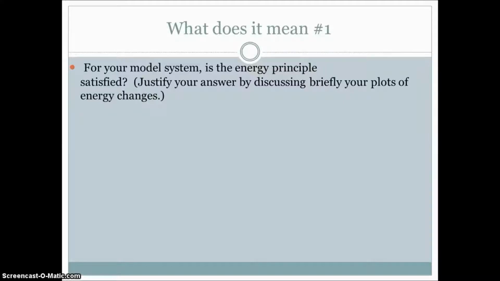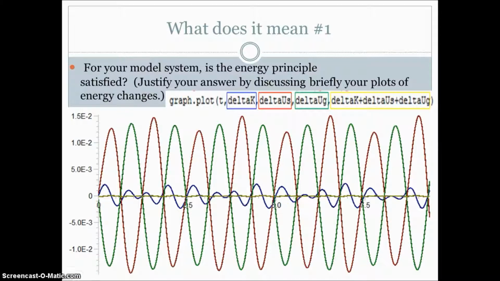What does it mean, number 1? For this model system, is the energy principle satisfied? Based on this plot, total change in energy is not exactly zero, which would lead us to believe that the energy principle is not satisfied, or there is an interaction we did not account for in the model. However, most of the deviation from zero can likely be attributed to accumulated rounding in the code, and for this reason, I believe the energy principle is satisfied.